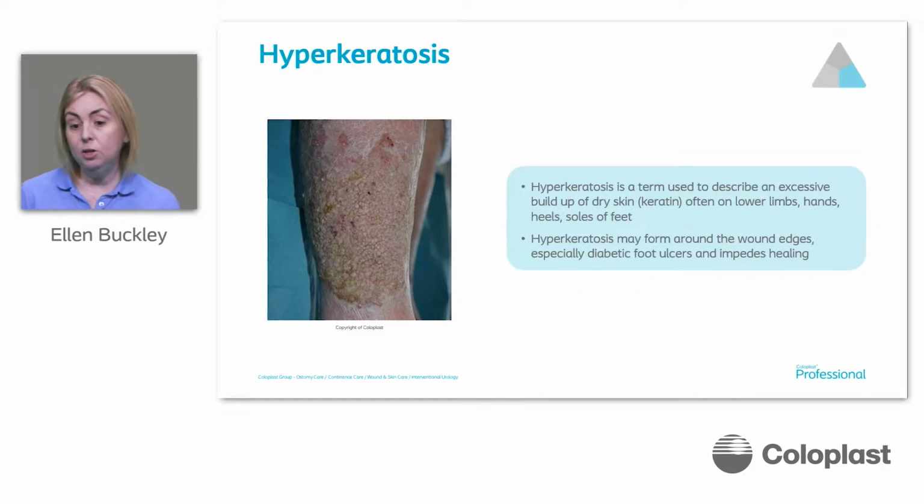Hyperkeratosis is a term that we use to describe an excessive build-up of dry skin or keratin. It's often seen on lower limbs, like a patient's shin, like you can see in this picture here, but can also be found on hands, heels and soles of feet. It can also form around wound edges, particularly in diabetic foot ulcers, and will impede healing and cause a problem. Bacteria can proliferate in hyperkeratosis, such as what you can see on this clinical image here. So we really need to prevent it if possible, but treat it in a timely manner if we're able to do so.